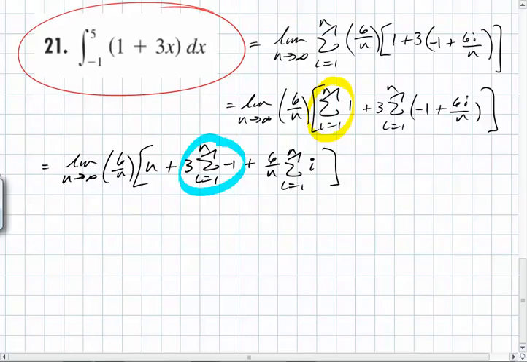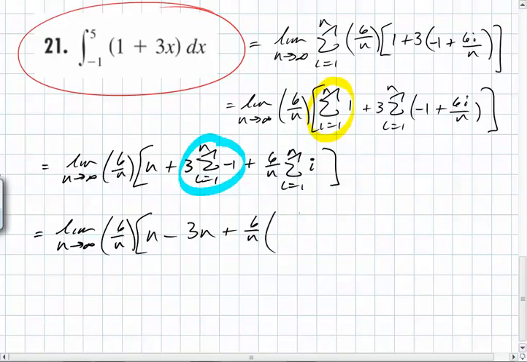Not 3n, you're close. Negative 3n. You can factor out that negative. So it turns into 6 over n times n minus 3n plus 6 over n times what? Yeah, what does this mean right here? That's 1 plus 2 plus 3 all the way to what? Plus n, right? And what do we know that equals? n times n plus 1 all over 2.